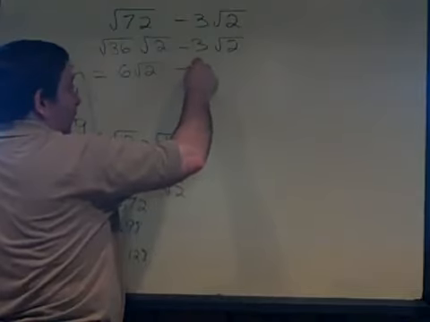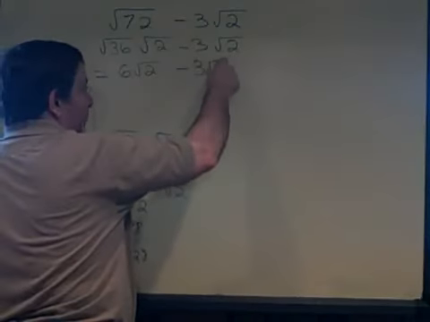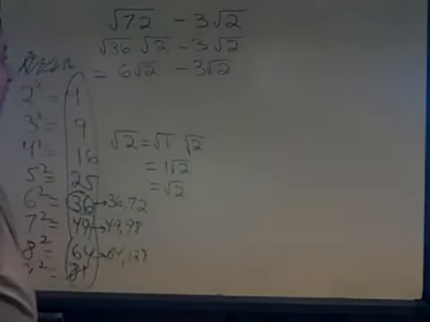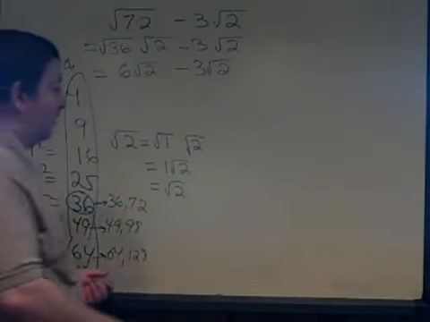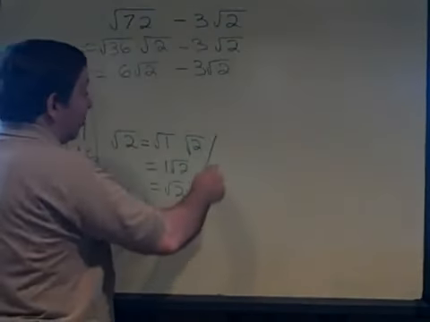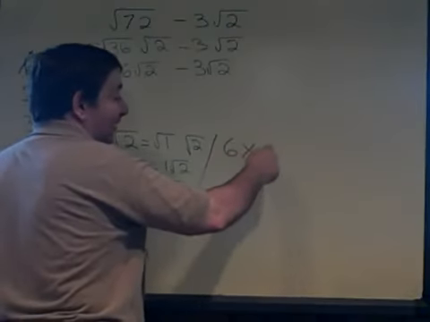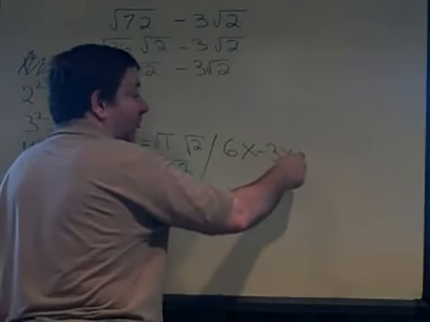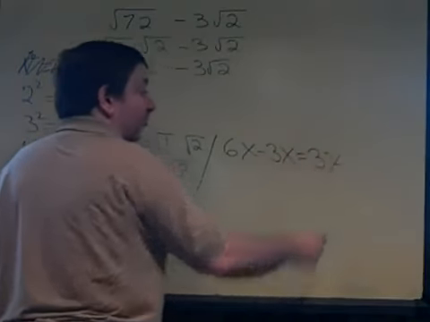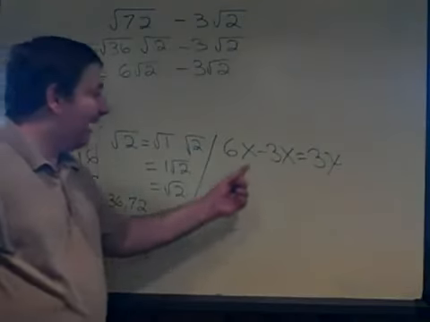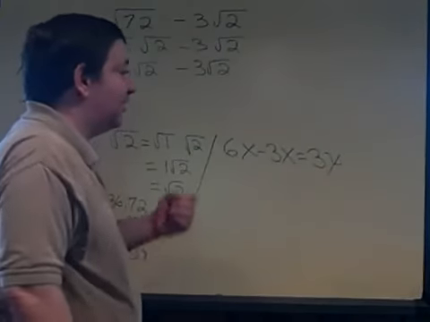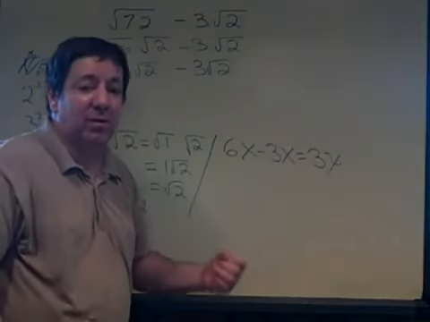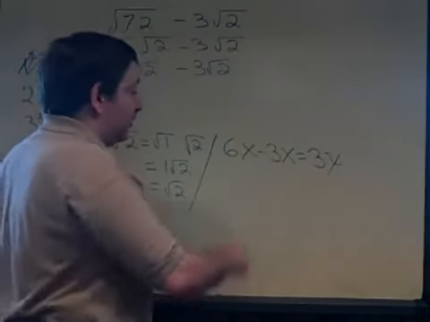So we have 6 square root of 2's minus 3 square root of 2's. At this point, a lot of students can get this far, but then they lose it. They're like, oh my, what's this? Now, most of those students would know that 6x minus 3x is 3x. Well, x is just a placeholder for a number. You need to understand that at all times.